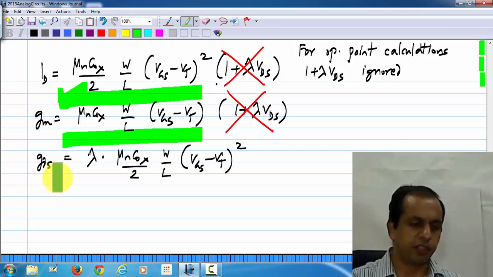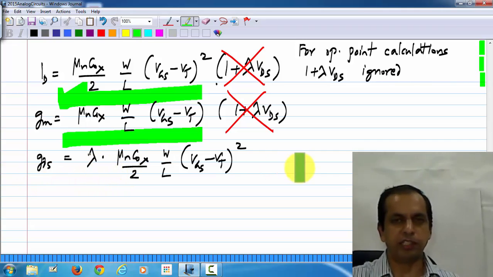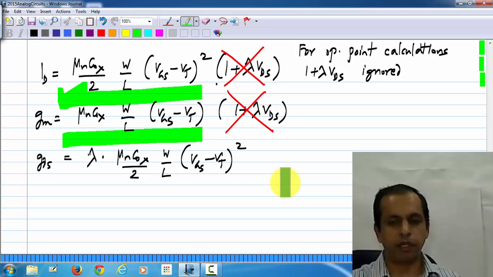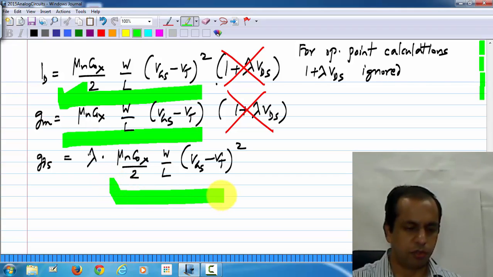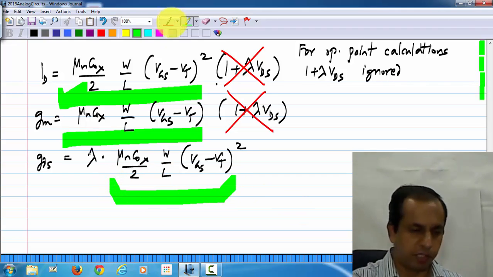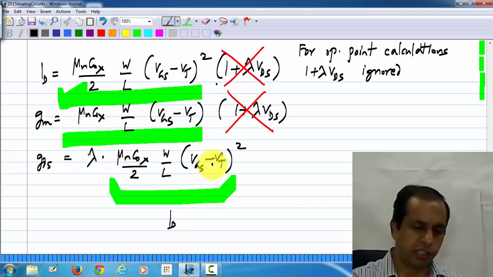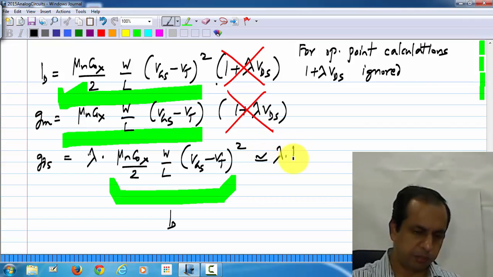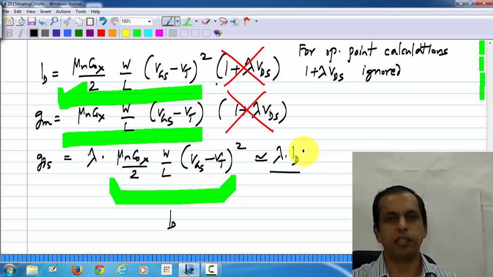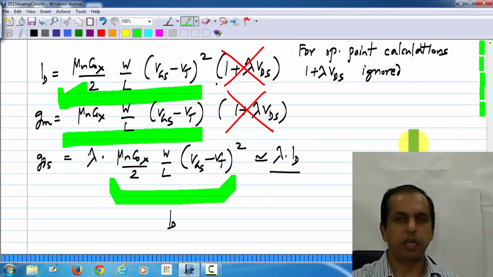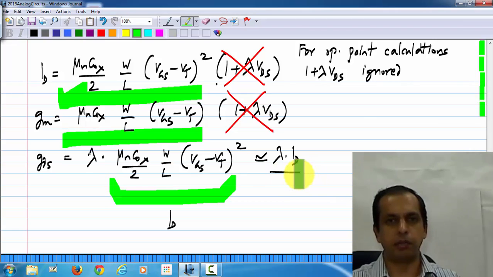Okay. And of course, for GDS we can't ignore this lambda. If we do, we will get 0 and we will be ignoring a qualitatively significant phenomenon. Okay. So, for GDS we use this. Now, you notice that this part of the expression is nothing but ID. Okay. So, we say that GDS is approximately lambda times ID. So, the GDS itself is proportional to the drain current, and this is the expression that is most often used. We calculate GDS using this expression lambda times ID. So, I hope this part is clear.